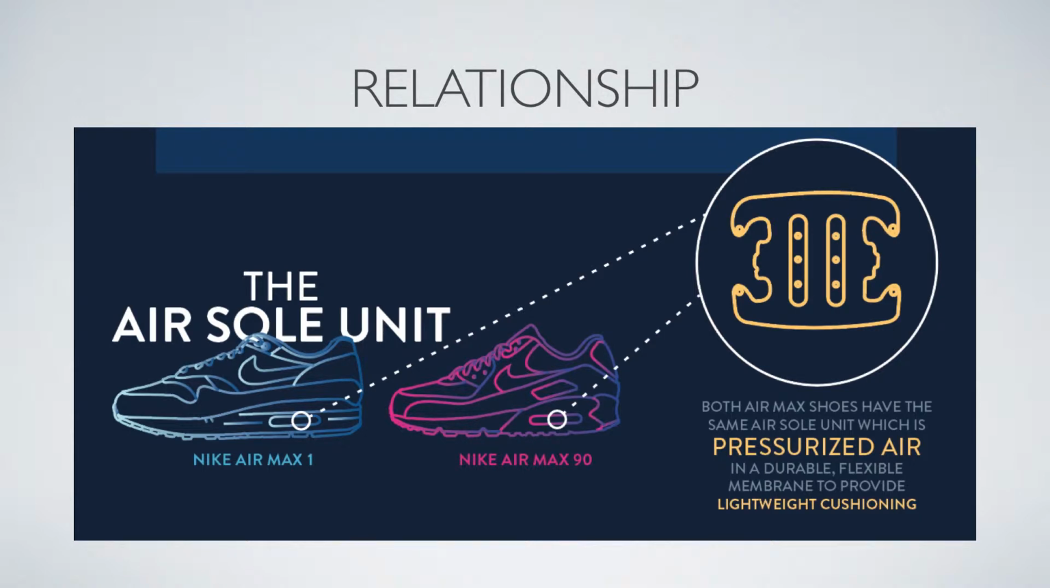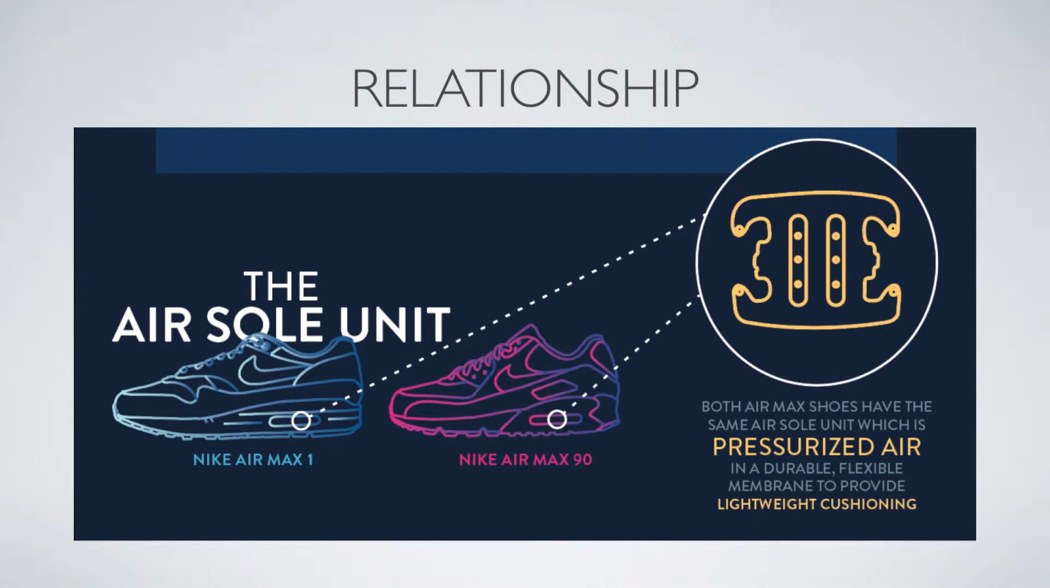Next, we're going to talk about relationship. Exploiting the visual potential of relationship to me means to show how concepts link to one another. This can be shown with either lines, steps, source to destination paths, or Venn diagrams. In mine, I use lines to show the relationship between the two Air Max models and how they share the same air sole unit. This display educates the viewers on a major component of the technology of the shoe with the air sole unit.